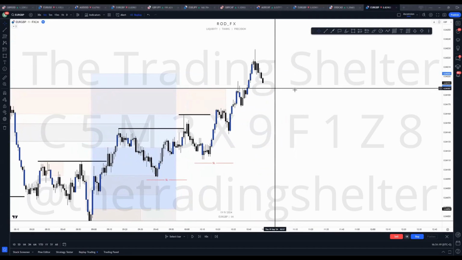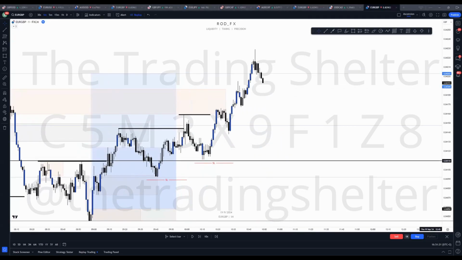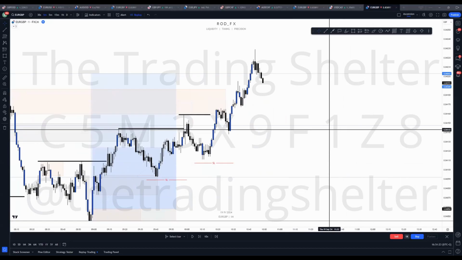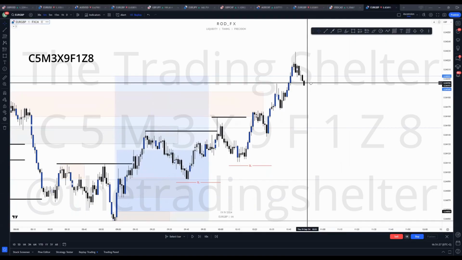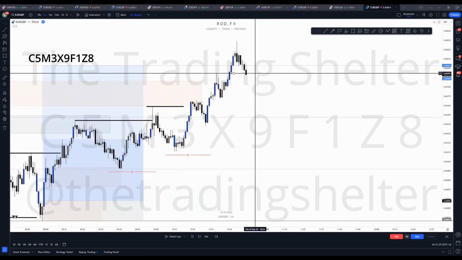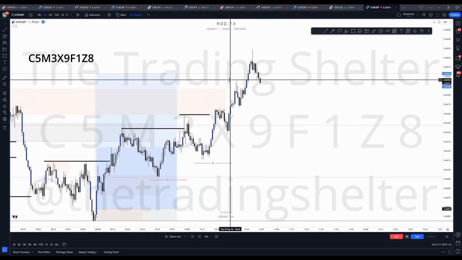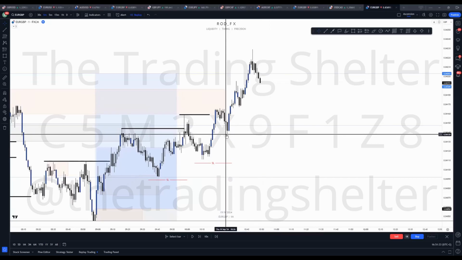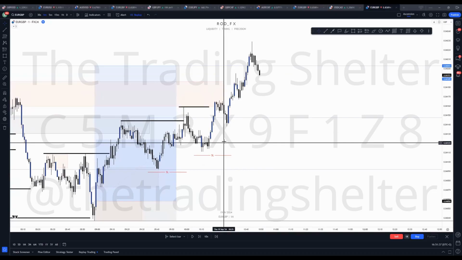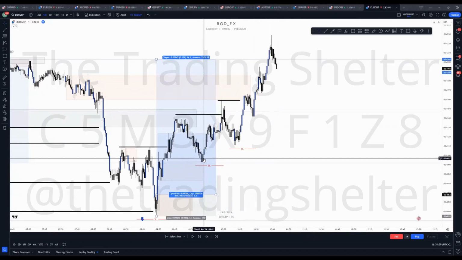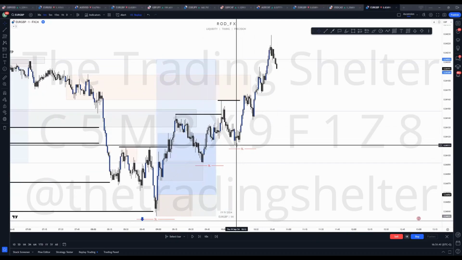And let's check together. What do we have? We know for a fact that we had our inducement, right? Our inducement is here. Do we have a potential relevant break of structure here? We have this one here, but we need to identify this on the M5. So M5 should be this structure. Let's say it's at this one.